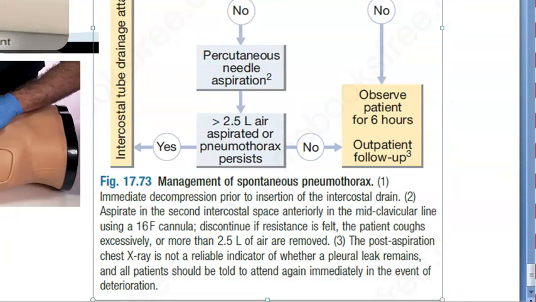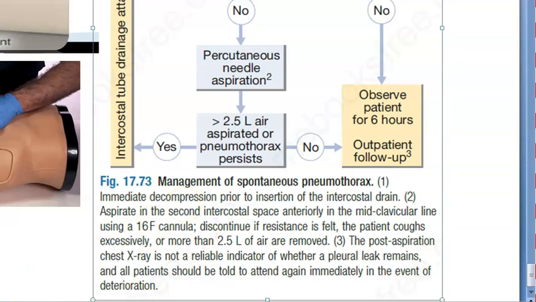So how will you do it also? So nicely this textbook, Davidson, is telling how to do. See here, how do you aspirate this? Aspirate with the needle, right? Second intercostal space anterior in the mid-clavicular line using a 16F cannula. That is 16F, what gauge I've heard. And this, you can remove a lot of air. More than 2.5 liter of air are removed. Coming to the intercostal tube, where to put that? Fifth intercostal space, right?